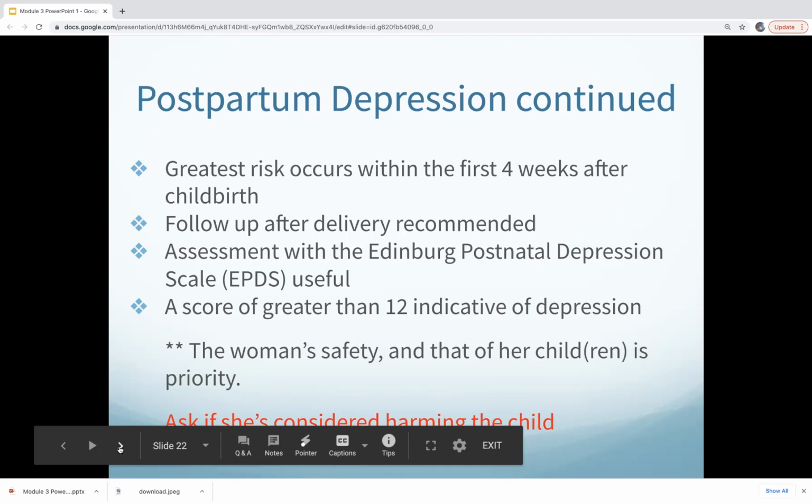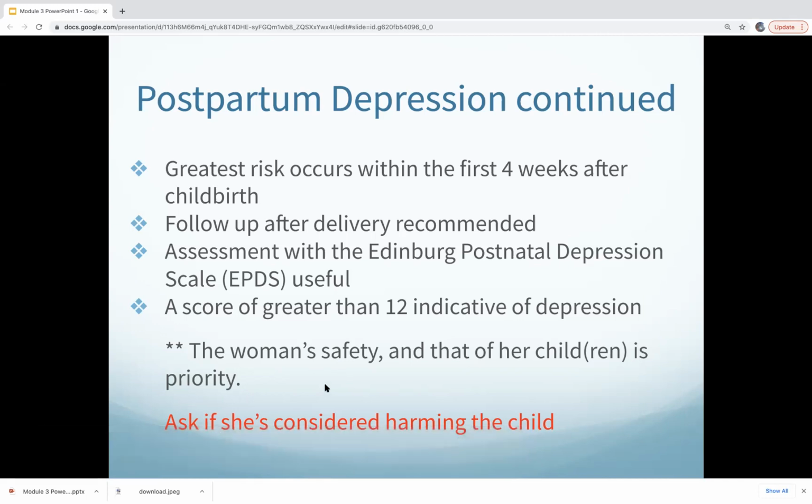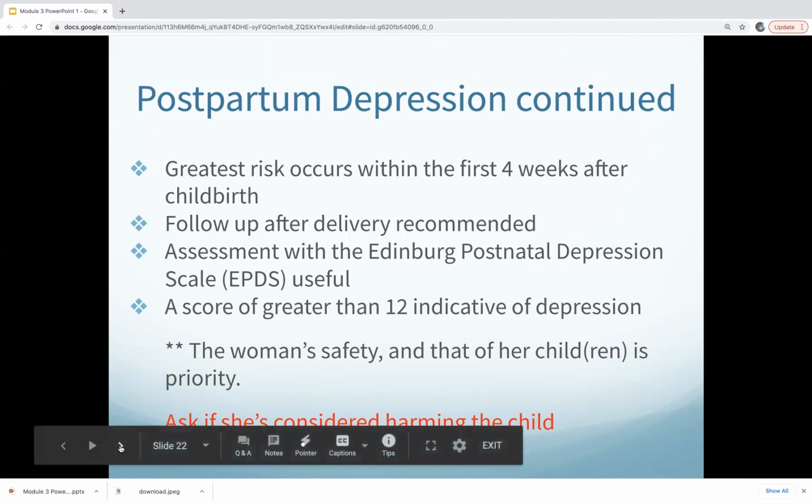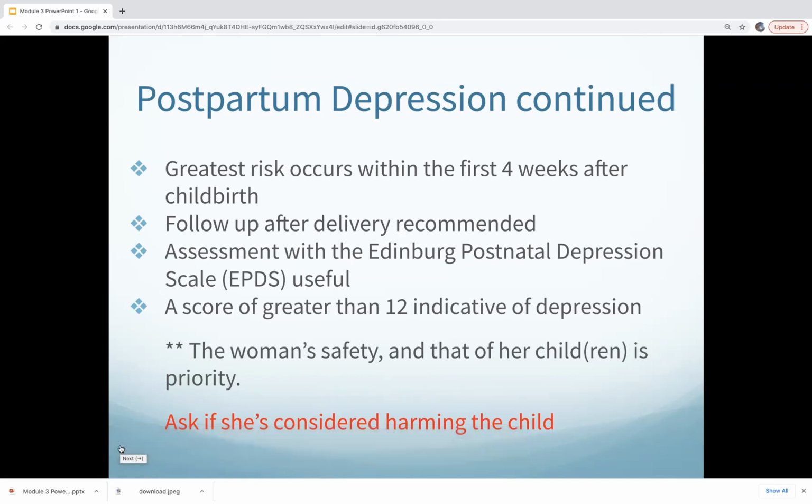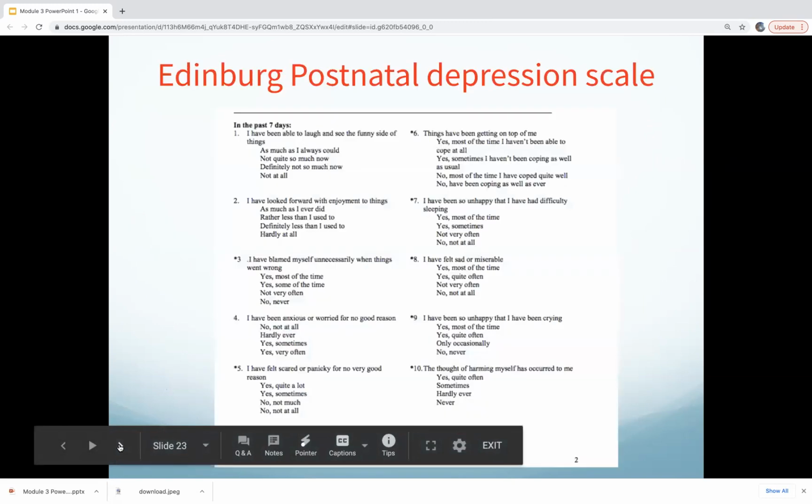In the Edinburgh postnatal depression scale, you're seeing a score greater than 12. And one of the important things is you want to ask, is she considering harming the child? This is one of those cases where you don't pussyfoot around. I hate to say it like that, but don't be like, oh, I don't want to make her feel bad or hurt her feelings. It's kind of like in psych, you flat out ask, do you want to hurt yourself? Do you have plans to hurt yourself? In postpartum depression, going to psychosis, wondering whether it's depression or psychosis, do you have plans to hurt your baby? Flat out ask. Here is the postpartum depression scale, and I believe I gave you a link to that.